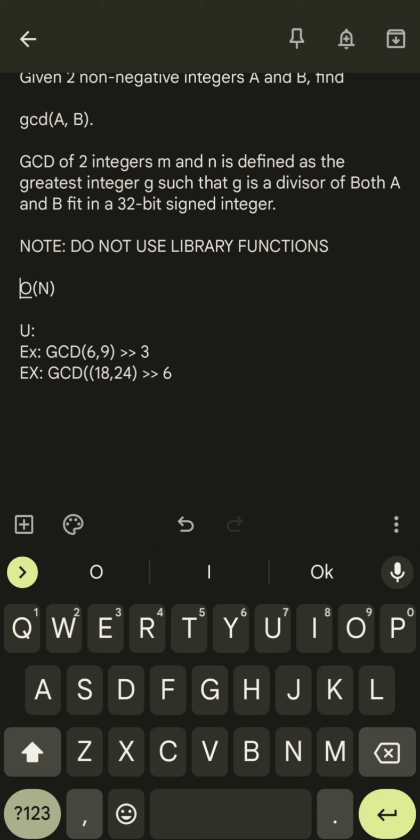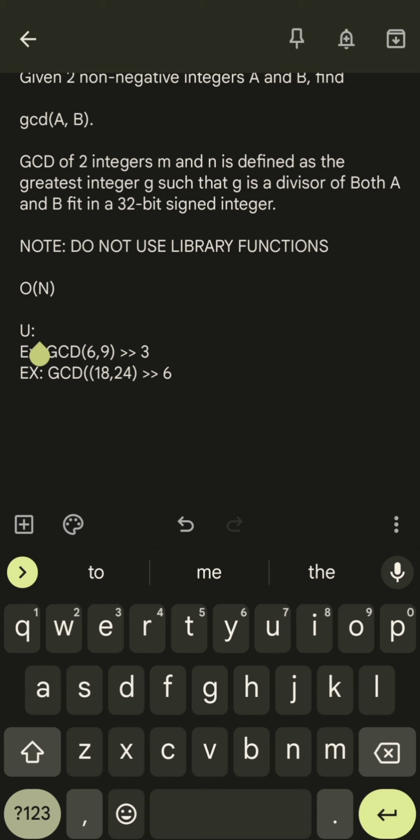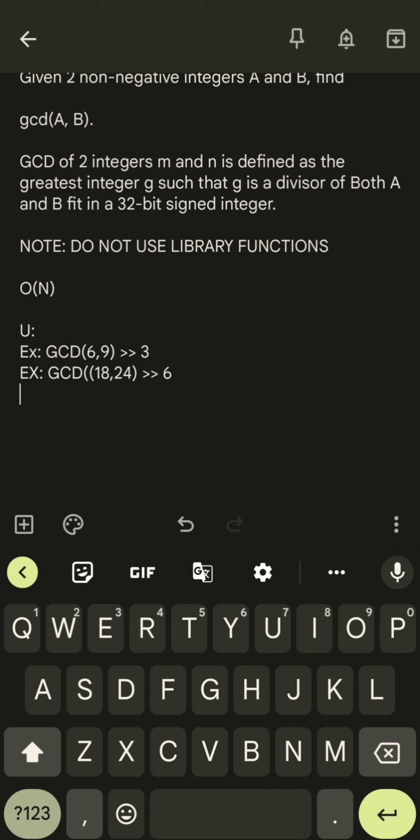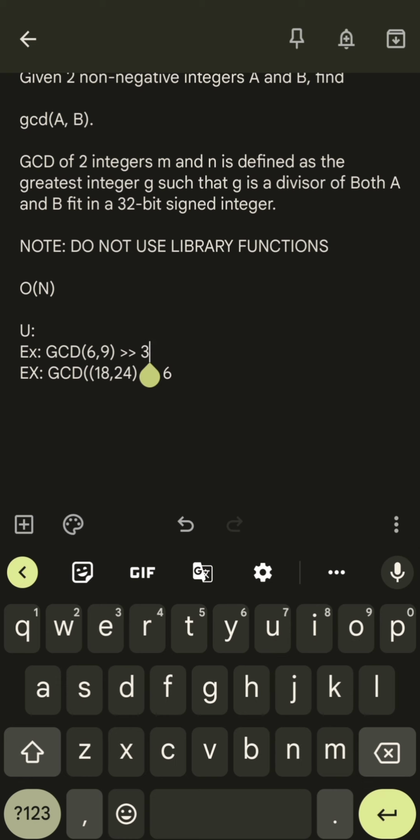Here I have two test cases. Starting with the first one, 6 and 9, the answer would be 3. Let's take a quick moment to understand what greatest common denominator means. It's pretty much the number, the greatest number, that evenly divides both numbers. Usually you see this in fractions, to find the common denominators.